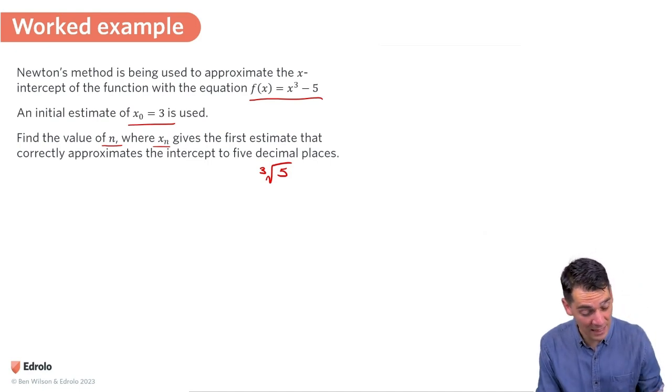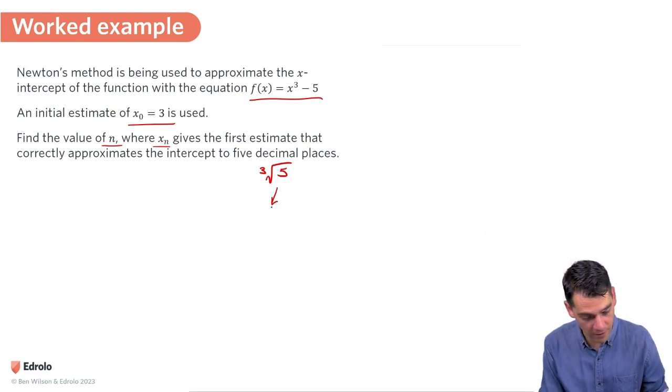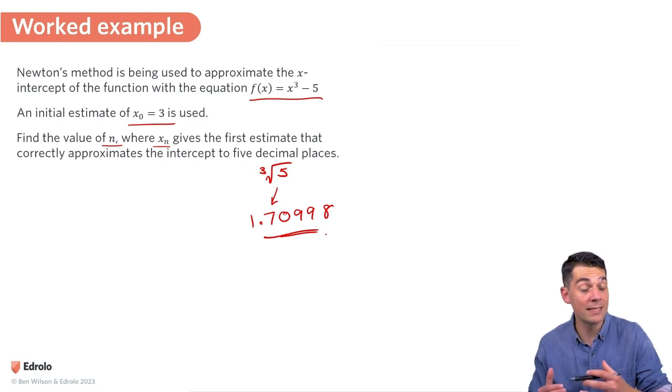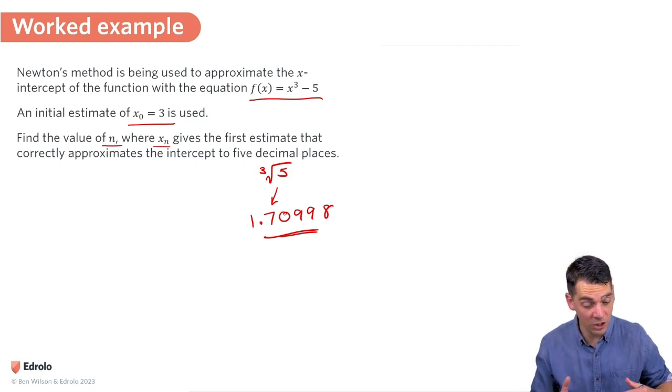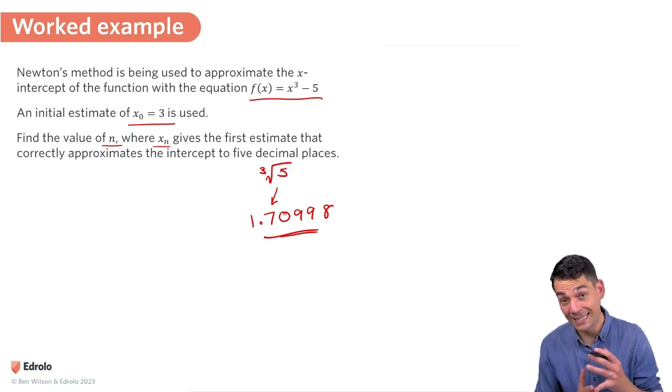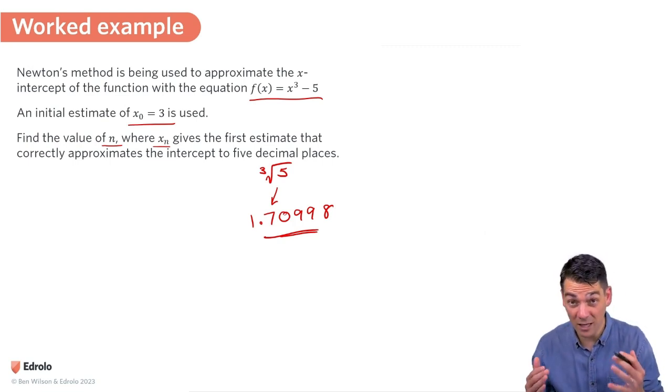That sounds really hard, doesn't it? So the first thing we want to do is work out, well, what is the x-intercept to 5 decimal places? What am I trying to get to? So the first thing I would do is work out what the cube root of 5 is. To 5 decimal places, it's 1.70998. Okay, now let's look at how we can use the calculator to see the first time our approximation would round to 1.70998. That's what it's asking us to do. Okay, so we got this, come on.